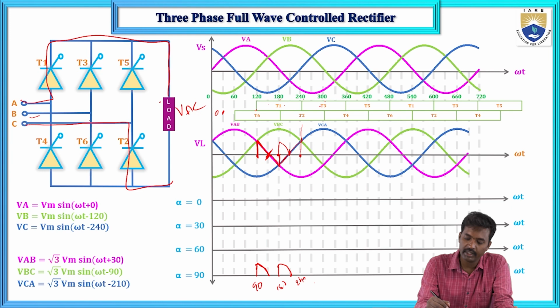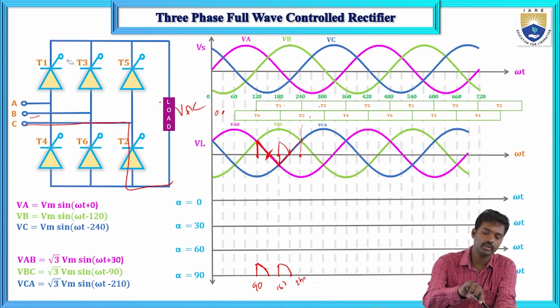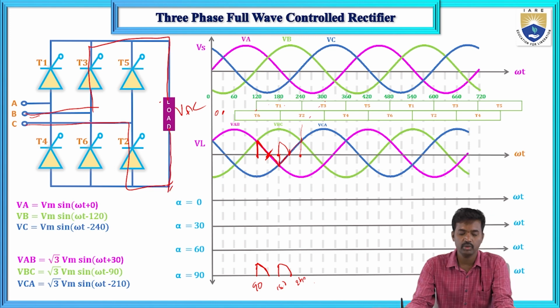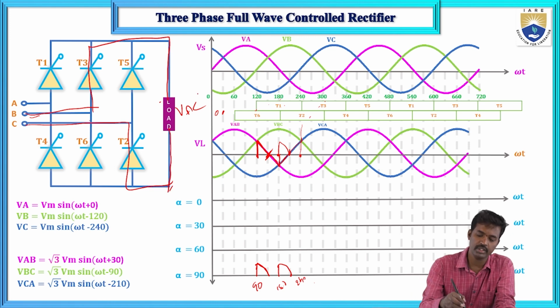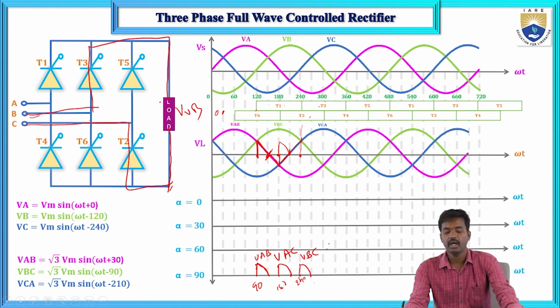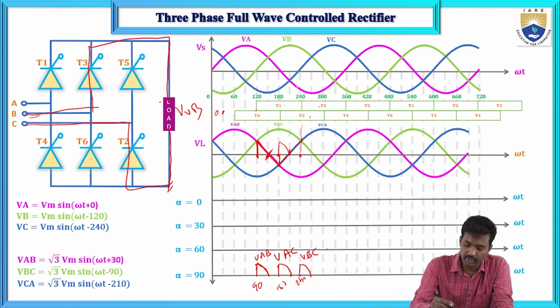And next, from 240 to 300, T3 and T2 will conduct. T3 and T2 will conduct means here this is VBC. So this is VAB, this is VAC, and next VBC will conduct. VBC will conduct up to this 270 only. It will not be negative.